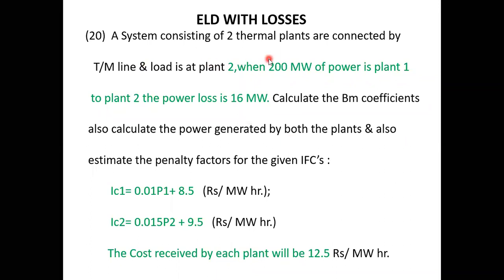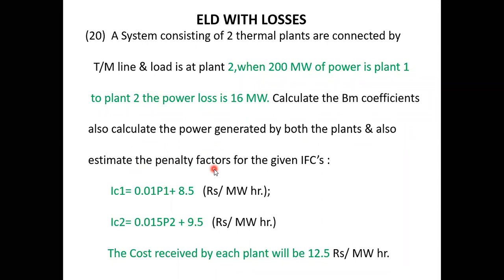A system consisting of two thermal power plants is connected by a transmission line, and the load is at plant 2. When 200 megawatt of power is transmitted from plant 1 to plant 2, the power loss in the transmission line is 16 megawatt. Calculate the loss coefficients, calculate the power generated by both the plants, meaning P1 and P2, and also estimate the penalty factors.